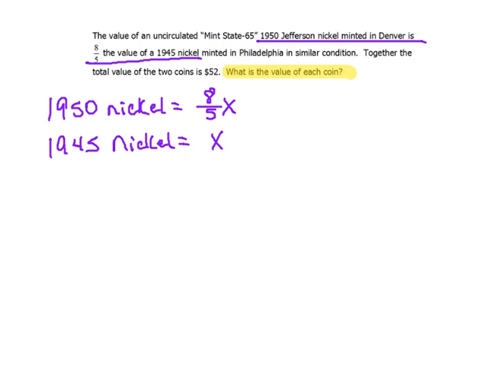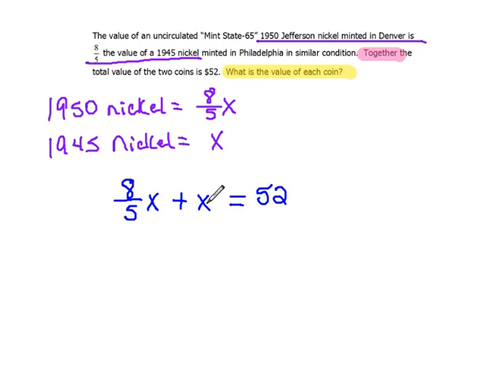Now, for the rest of it, it said, together the total value of the coins is $52. So if we're talking about their total value together, we're talking about adding those two things up. So we would have our first one, which would be 8/5 x, plus our second one, which was just the plain x. Together, those should total $52. So now we have our equation written, and our next step is to go ahead and solve.